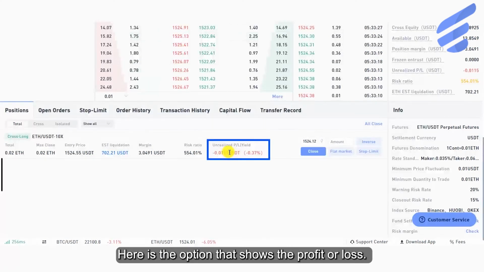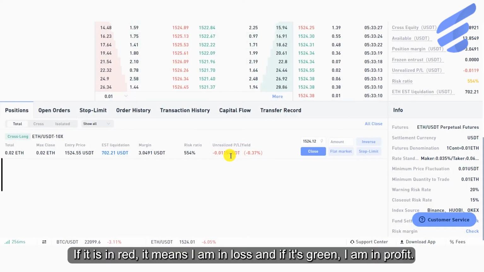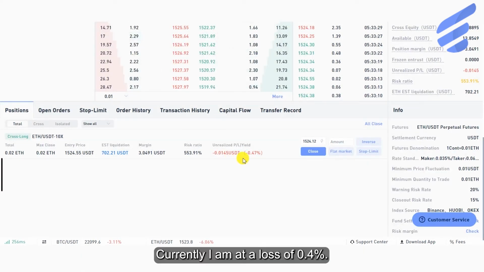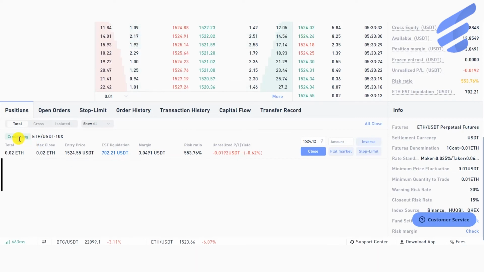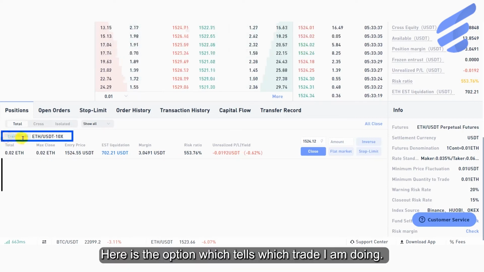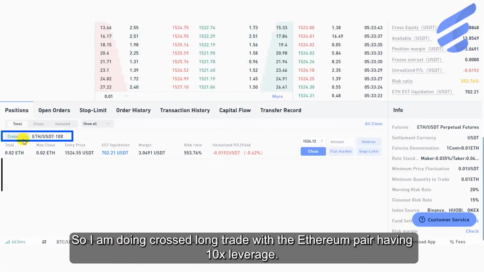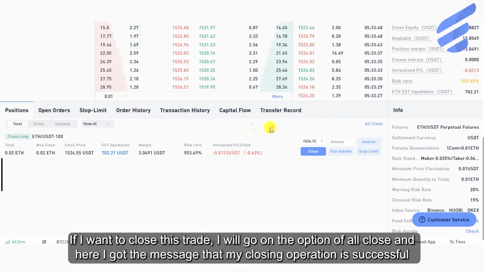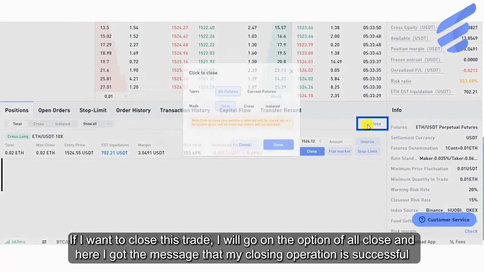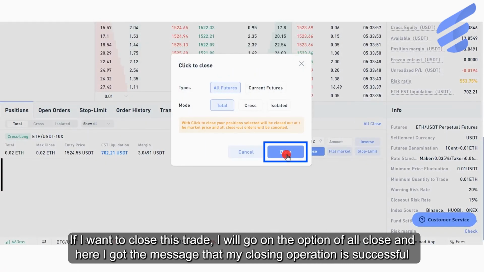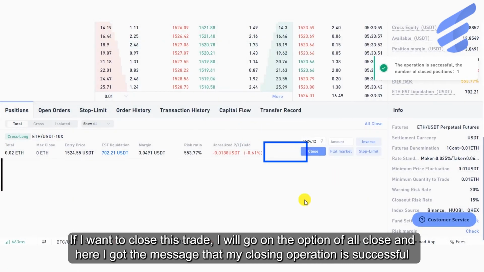Here is the option that shows the profit or loss. If it is in red, it means I am in loss, and if it's green, I am in profit. Currently, I am at a loss of 0.4%. Here is the option which tells which trade I am doing. So I am doing a cross long trade with the Ethereum pair having 10x leverage. If I want to close this trade, I will go on the option of all close, and here I got the message that my closing operation is successful.